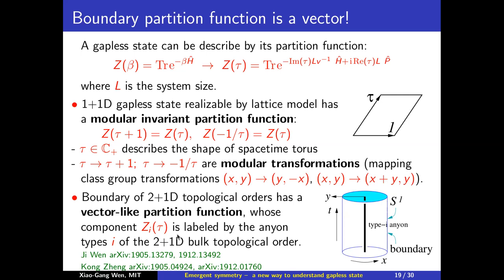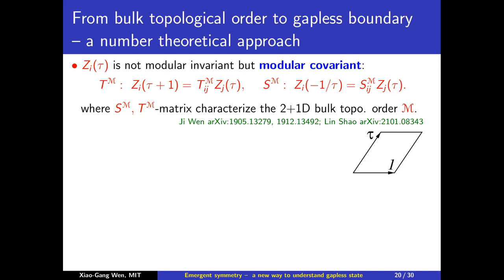Okay. Then the key thing is that with these two data, we can see the relation. Actually, this vector-like partition function is not modular invariant, it is modular covariant. Under this modular transformation, they transform using some kind of ST matrix, which is a representation of a modular group. And this ST matrix happened to be the ST matrix we introduced for the bulk of large order. So this modular covariant boundary partition function and the bulk of large order are related by this same ST matrix.